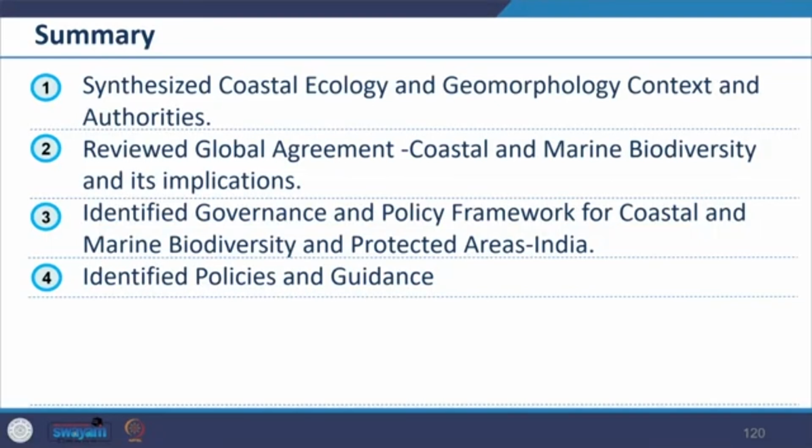So this was what we saw today. Summarizing our coverage, we saw the coastal ecological and geomorphological context, the authorities, and what kind of problems are there. Then we reviewed global agreements on coastal and marine biodiversity and their implications. Then we also looked at the policy framework for coastal marine biodiversity and protected areas, as well as the policies and some of the guidelines available at the international level. So that was the coverage for today.